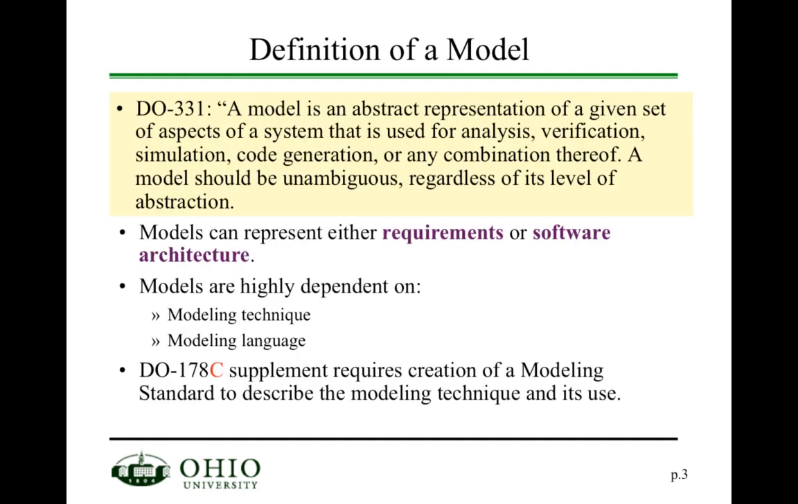If you look at the DO331 definition of a model, it's defined as an abstract representation of a given set of aspects of a system that is used for analysis, verification, simulation, code generation, or any combination thereof. A model should be unambiguous regardless of its level of abstraction. It's a fairly defined requirement, and the fact of being unambiguous is the same attribute that we had when we did requirements definition.